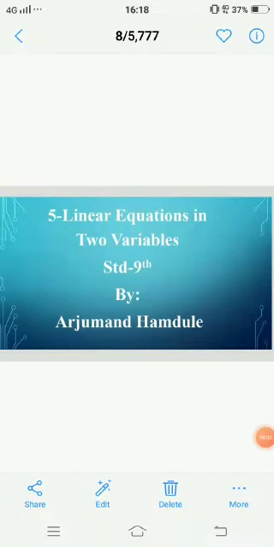Welcome everyone. Today we are going to start our new chapter, linear equations in two variables. It is a very important chapter. Even in 10th standard you will find the same chapter. Why the chapter has been given the name linear equations, we are going to study further.